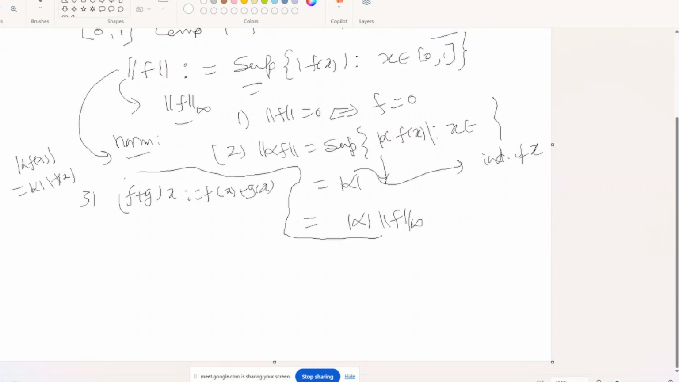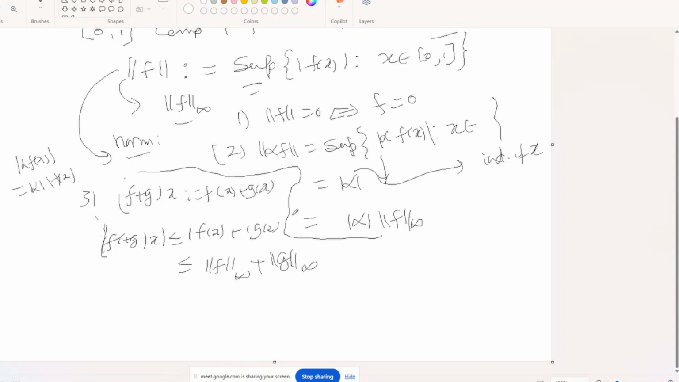Now you take the mod of f plus g of x. That will be less than or equal to mod of f x plus mod of g x. That is less than or equal to the L infinity norm of f plus the L infinity norm of g. That's because this is the infinity norm, the supremum.